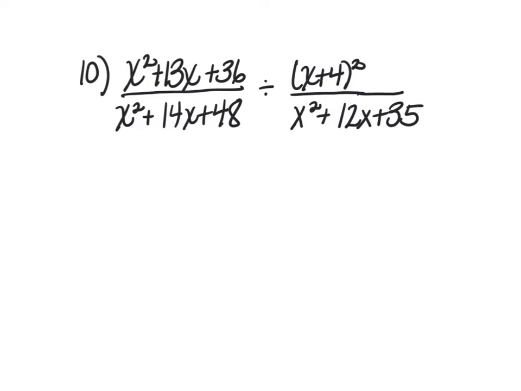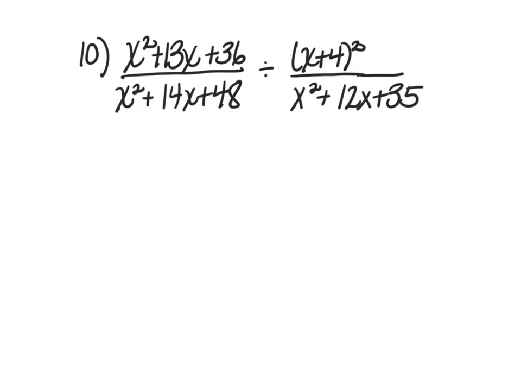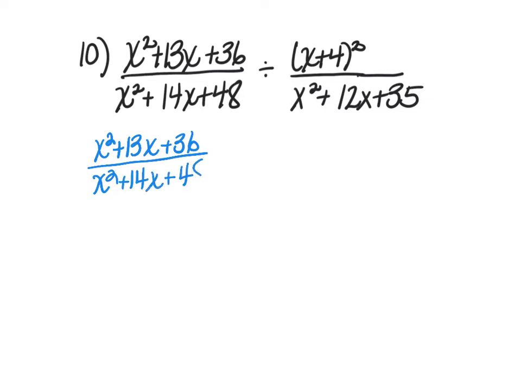So don't jump into the factoring yet. Remember that first step is you've got to rewrite. Keep the first fraction just like it is: x squared plus 13x plus 36 over x squared plus 14x plus 48. Change the division sign to a multiplication sign. Flip the second fraction. So I'm going to write x squared plus 12x plus 35, because that's going to go in the numerator now. And in the denominator, I have x plus 4 squared.